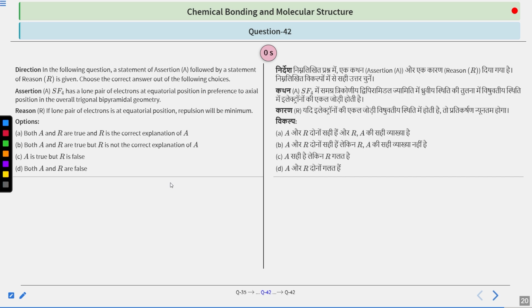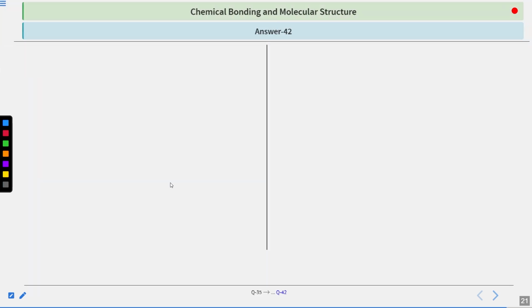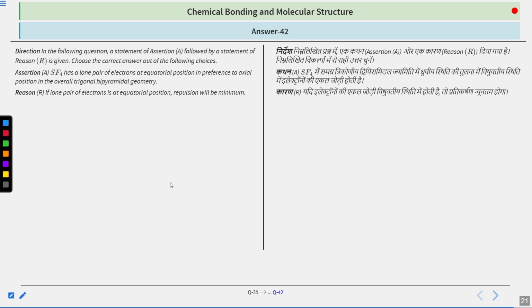Okay. Now let us see how we can solve it. So what is the assertion? The assertion says that SF4 has one lone pair at the equatorial position in preference to the axial position in the overall trigonal bipyramidal geometry. And the reason is given that if the lone pair is present at the equatorial position, repulsion will be minimum. So what is basically being said is that if you take the TBP shape of SF4, it has one lone pair and four bond pairs. That lone pair is depicted to exist at the equatorial position to minimize the repulsion. So the correct answer is A.